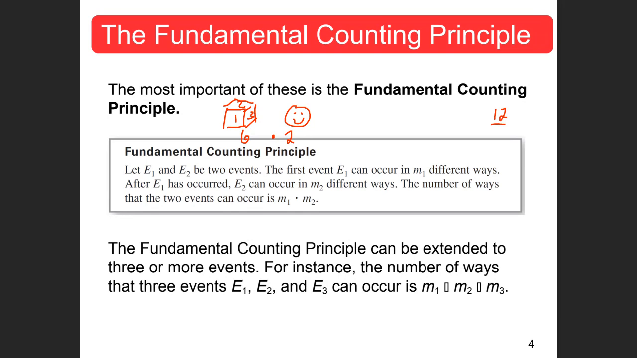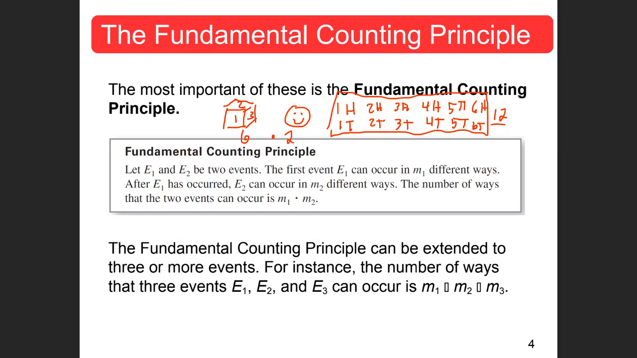Now, I could write them all out. You could get a 1 on the dice and a head on the coin, a 1 on the dice and a tail on the coin. 2 heads, 2 tails, 3 heads, 3 tails, 4 heads, 4 tails, 5 heads, 5 tails, and 6 heads and 6 tails. So 1, 2, 3, 4, 5, 6, 7, 8, 9, 10, 11, 12. There are 12 different things. This is called a sample space. If you write it all out, it's called a sample space.